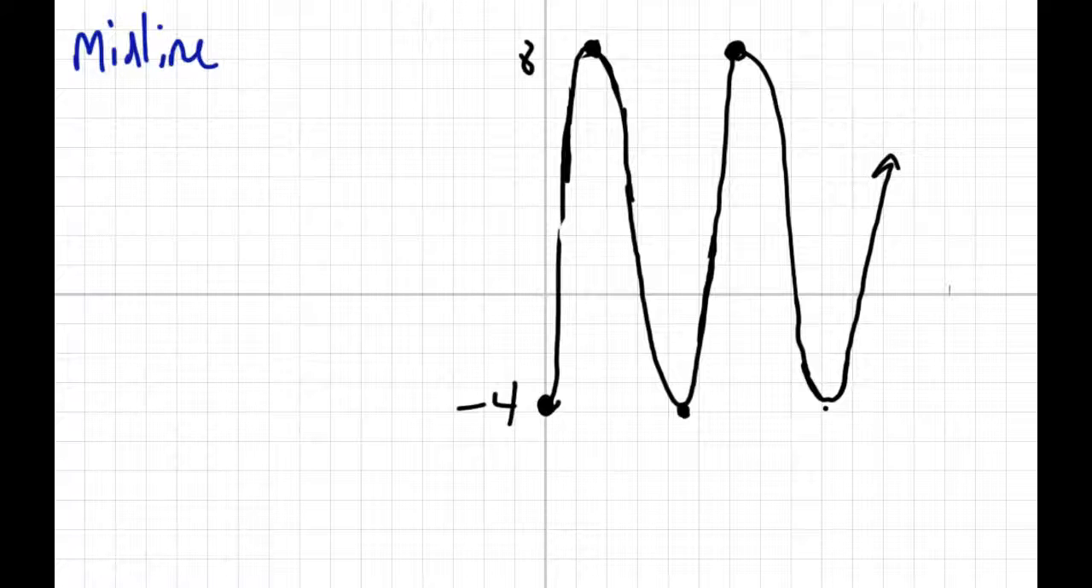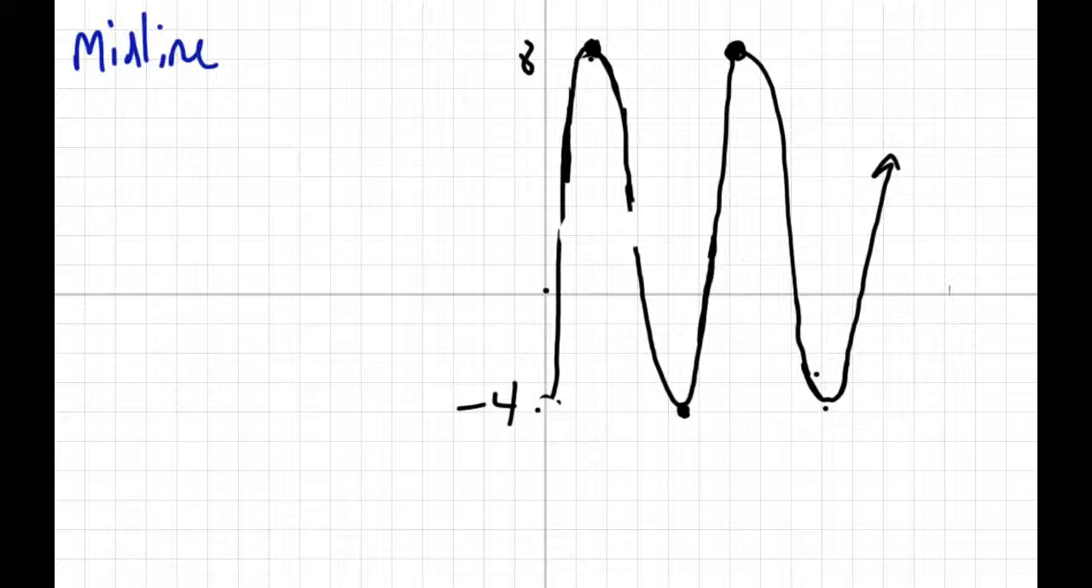This rough sketch I did is not very good, but it'll work for us. So we have a sine graph starting at -4. You can see the y-intercept's at -4. It's going to go up to 8, back down to -4, up to 8, back down to -4, and so on. So what you have to be able to do is figure out how we can get certain bits of information from this graph. The first one we're going to look at is the midline.